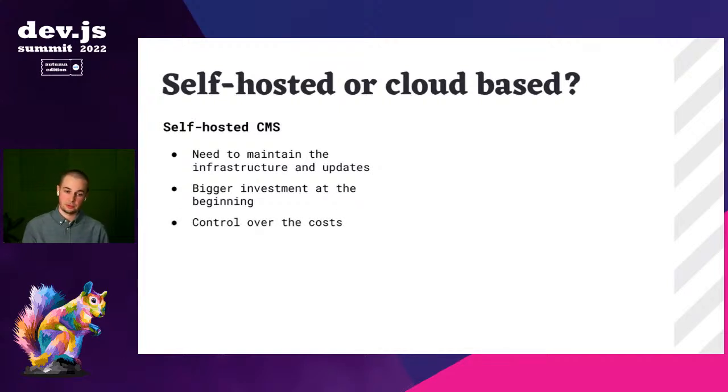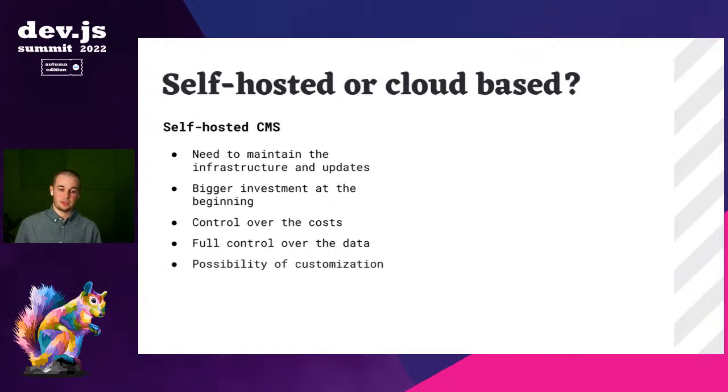But you have control over the cost because you are paying for the AWS and you can predict what traffic will make what cost. And also you have full control over the data because the database is yours. So in case of some very sensitive GDPR projects, it may be quite important that you are in control of the database and not some external service. And also self-hosted CMS usually allows us to customize it a little bit, because if it's an open source tool, we can just jump into the code and change the things that we want to change for our project.